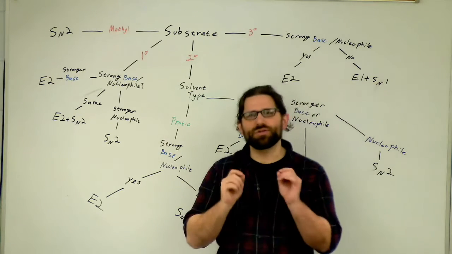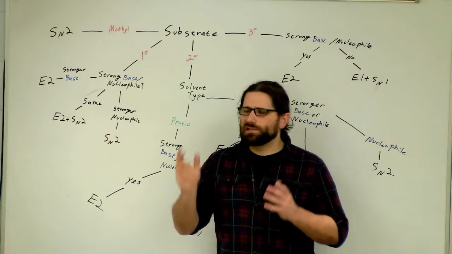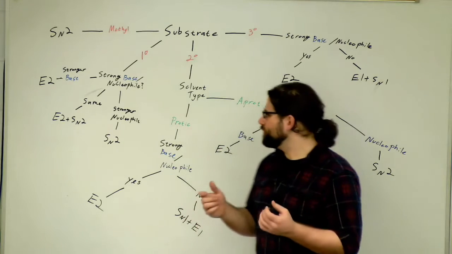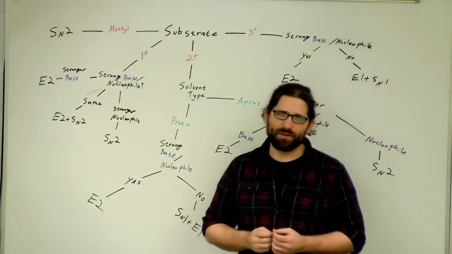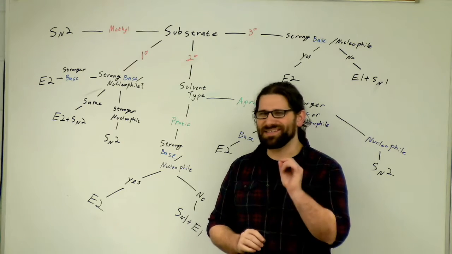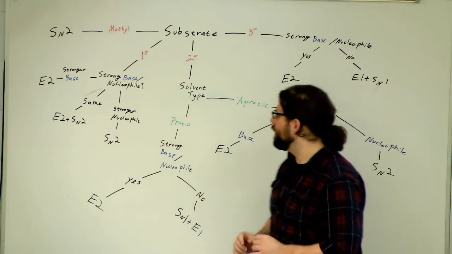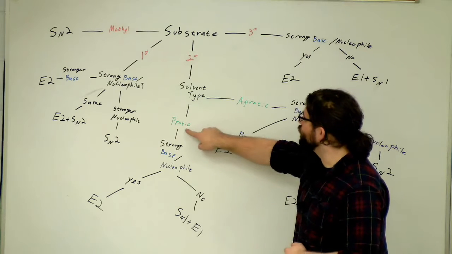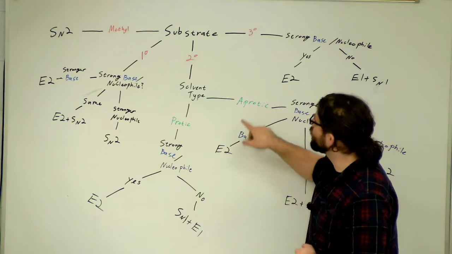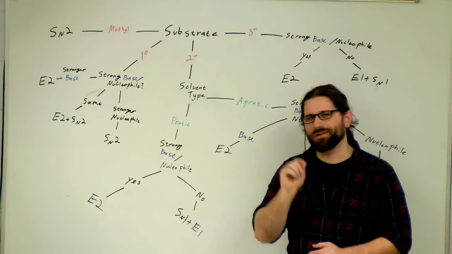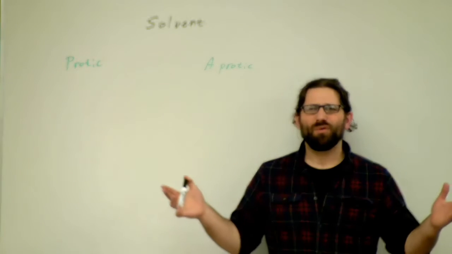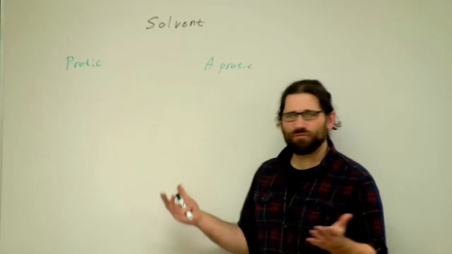And that is going to have a strong effect on how strong a nucleophile is. Now, we don't know what a nucleophile is yet, and we're going to get there. But before we do, we need to understand protic and aprotic in order to break this flowchart up a little bit more. Now, protic and aprotic, what is this even referring to?